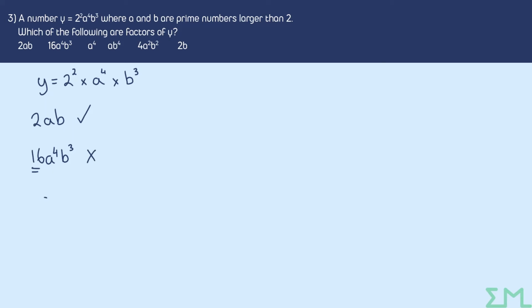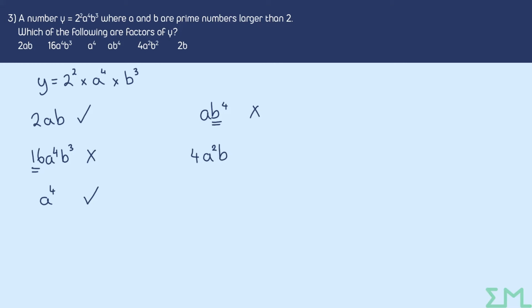A to the 4. Well, that would require 4 a's multiplied together. And we have 4 a's multiplied together in our prime factorization. So yes, this one is a factor. ab to the 4. Well, we'll start with the a's. We have enough a's because we have 4 available and we only need 1. The b's, we need 4 of those. But our prime factorization only has b cubed, so 3 b's. So because of the b's, this is not a factor.